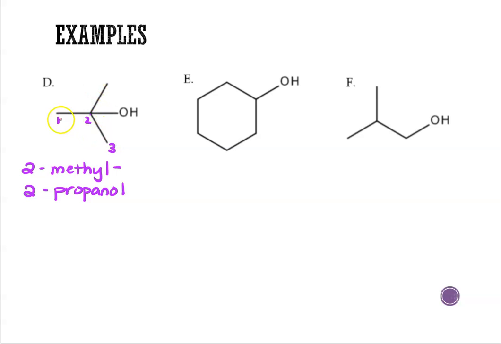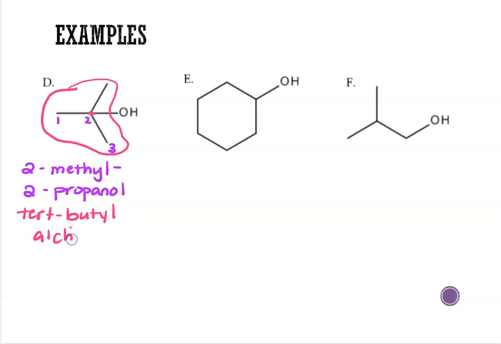This is 4 total carbons, which means that I can still name that group. So if I look at this group right here, I've got a carbon in the middle and 3 coming off of that. So that is a tert-butyl group. So this would be tert-butyl alcohol.